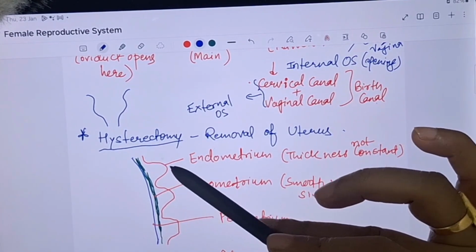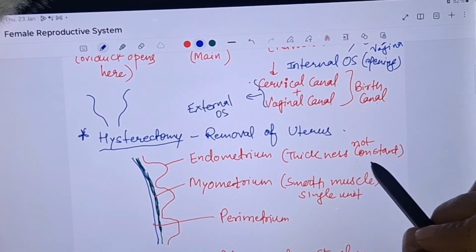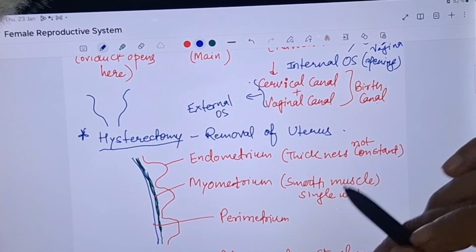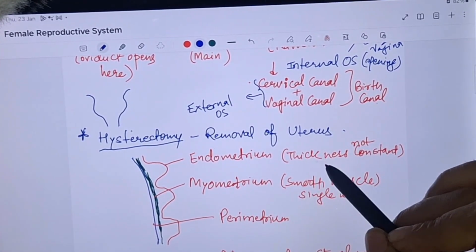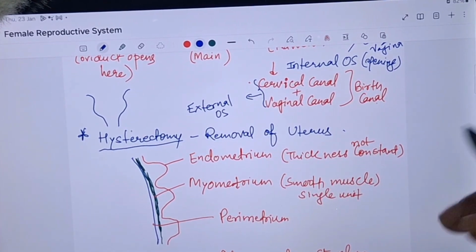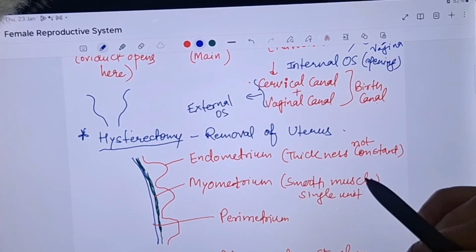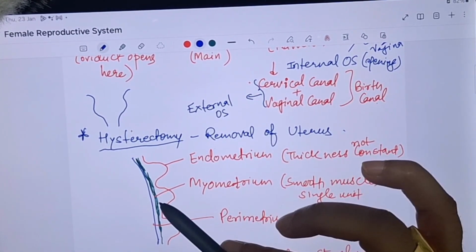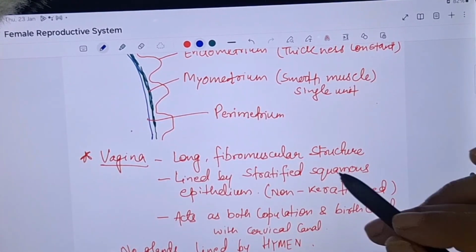As I told you, the uterus is lined internally by the endometrium. Its thickness is not constant. It varies depending upon the menstrual cycle. It gets thicker just before menstruation occurs, when it will be the thickest, and then later it is reduced. The myometrium is the intermediate layer, and the perimetrium is the outermost.